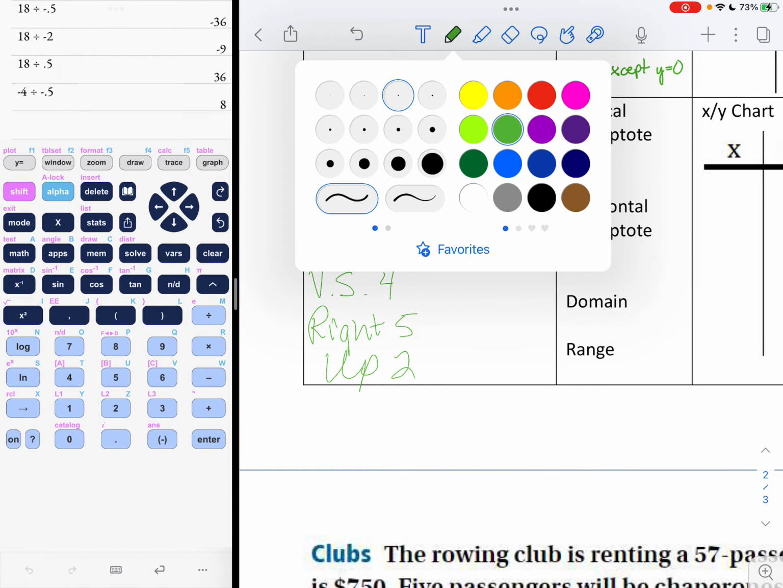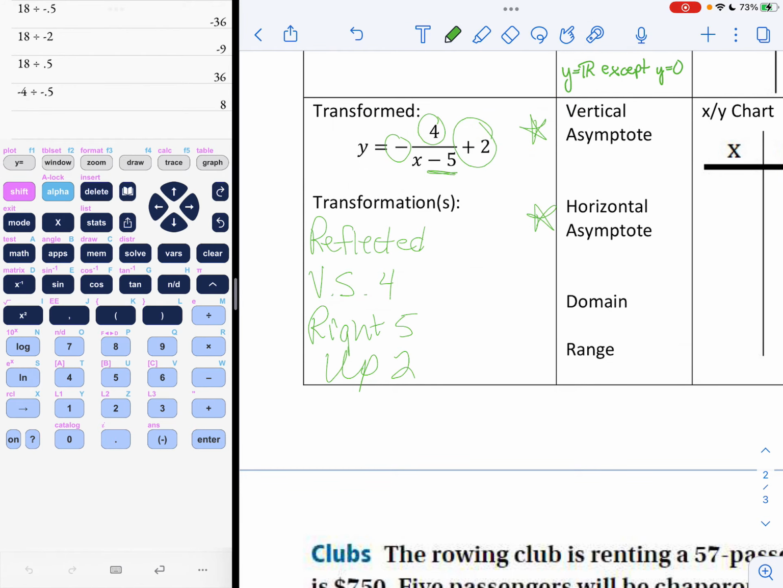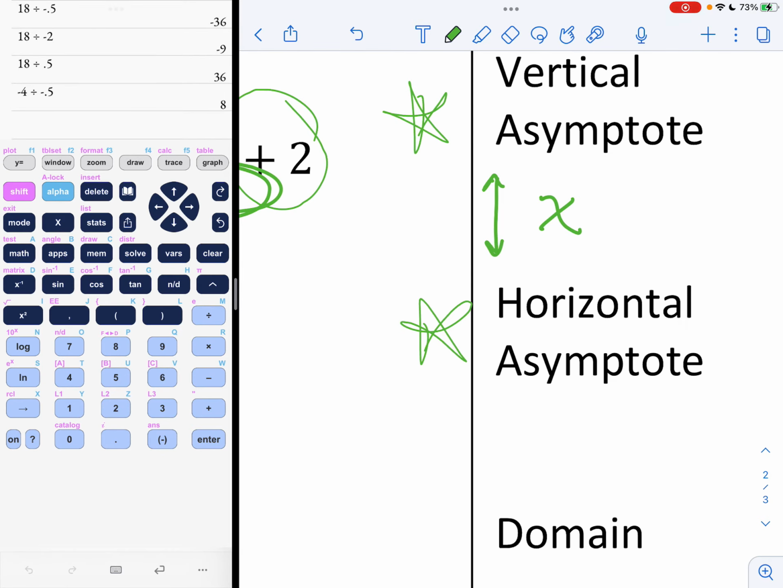So let's see how they change them. All right, so the vertical asymptote is the vertical line that it will approach but never touch, and it is the x value. So you see how we have x minus 5 right there? If you're not sure how to do it, I will show you mathematically. You say x minus 5 equals 0, and then you add 5. So your asymptote is x equals 5.